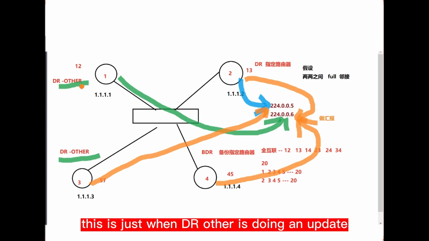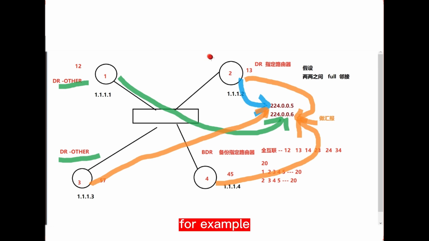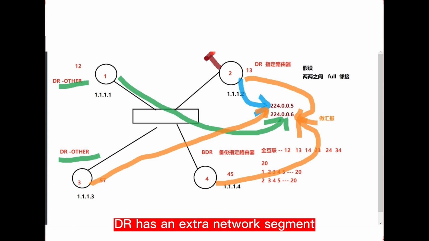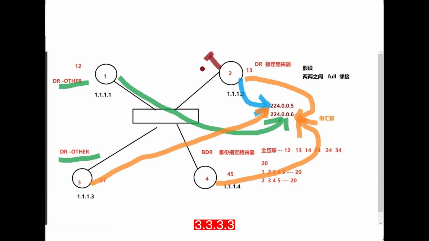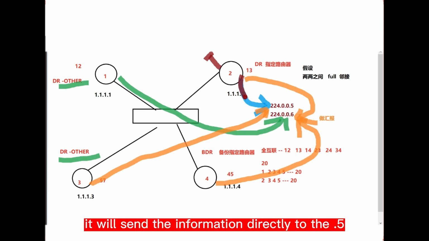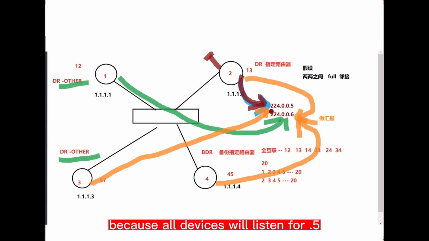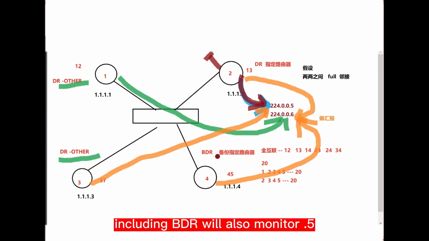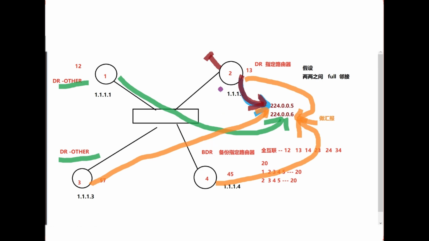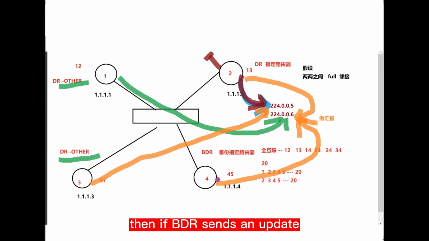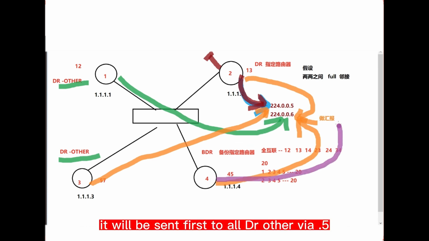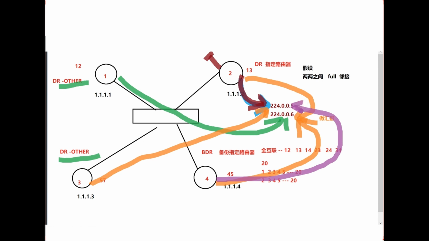This is just when DR other is doing an update. If DR issues an update in the future, for example, DR has an extra network segment 3.3.3.3, it will send the information directly to .5. It does not send to .6, because all devices will listen to .5, including BDR. Then if BDR sends an update, it will be sent first to all DR others via .5, and then sent to DR through .6.